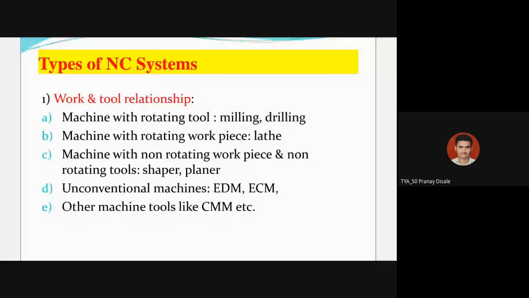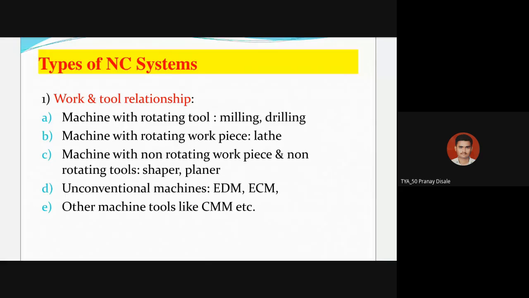Now the third type is a machine with non-rotating workpiece and non-rotating tool. Here the workpiece is stationary and the tool is also stationary, but another assembly will transfer that motion. Suppose you consider the shaper machine, and the planer machine.